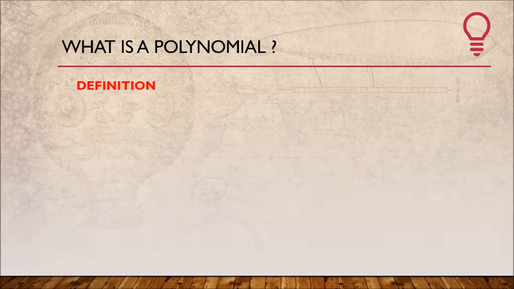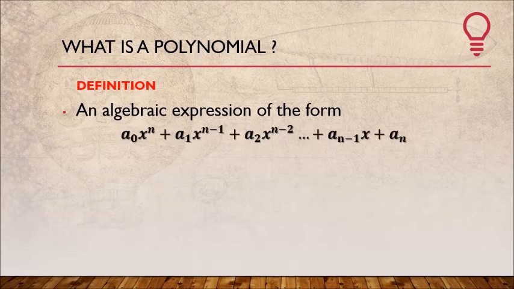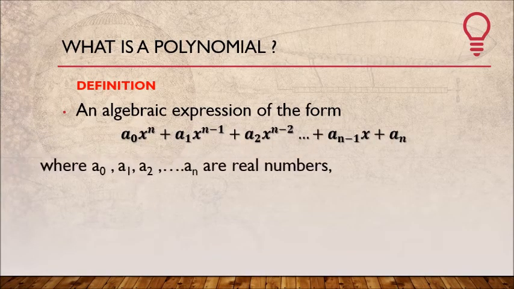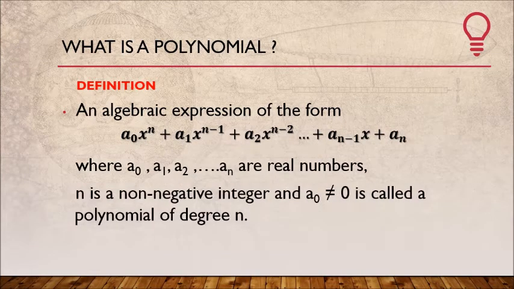A polynomial is an algebraic expression which is of the form a0 x raised to n plus a1 x raised to n minus 1 and so on till a n x raised to 0. x raised to 0 is nothing but 1. So what are these a0, a1, etc.? These are called the coefficients and they are all real numbers. And the condition given here is a0 is not equal to 0 because we are considering polynomials of degree n.